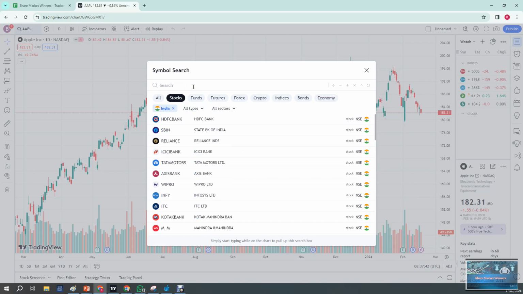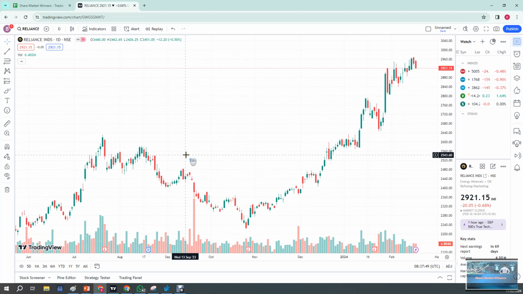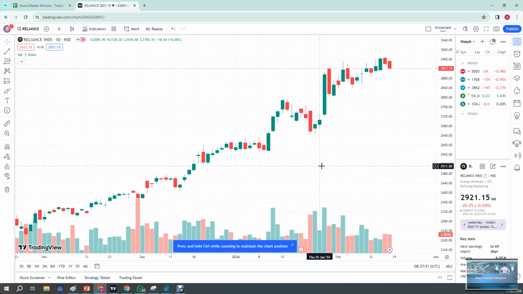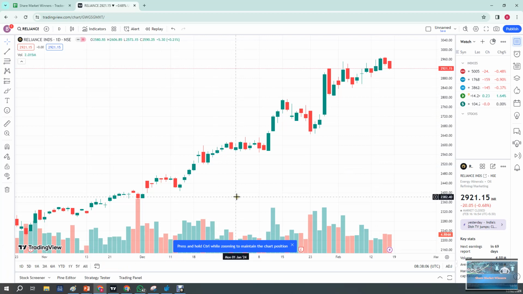Let's take the example of Reliance. We know it's one of the top rated companies in India, so we will use it to plot the indicator. By default, the chart or screen looks like this. What you have to do is understand whether it is moving upward or downward, for which we will use the indicator.